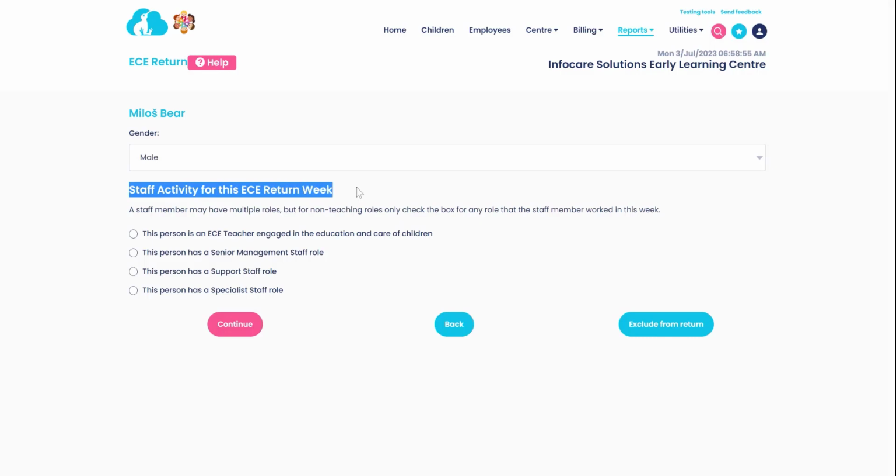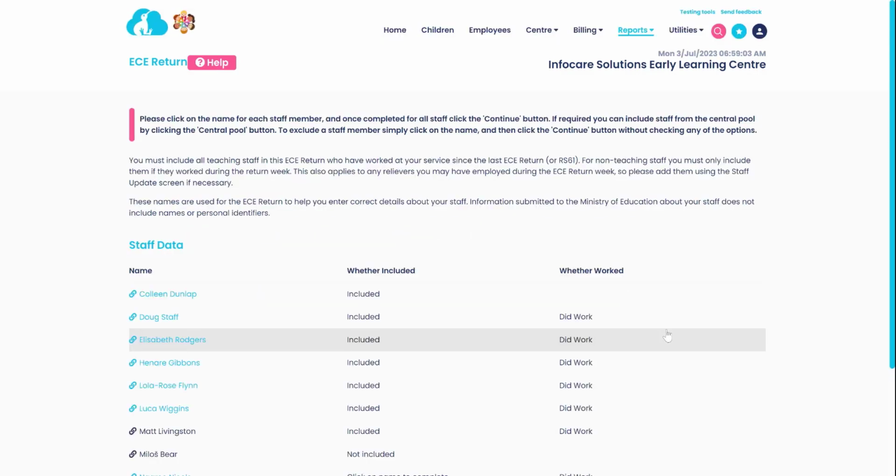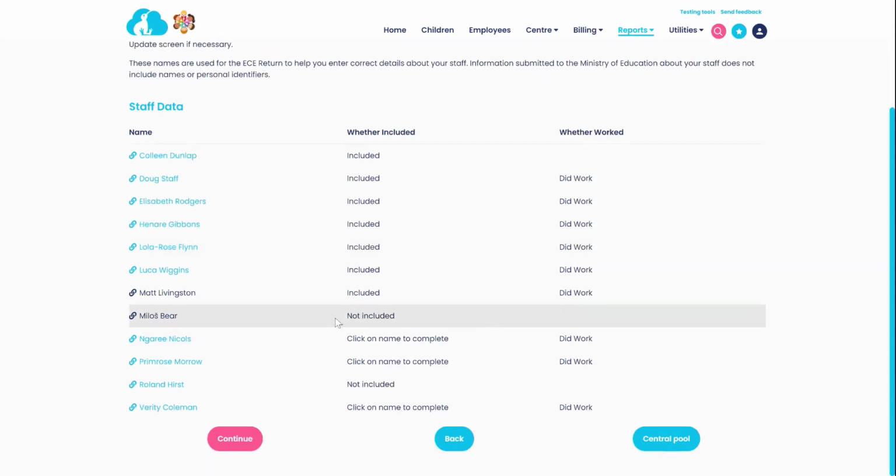and we again have the gender, staff activity of the return for this week. A staff member may have multiple roles. We're actually going to say exclude from return. So we just need to click exclude, and that's all we need to do. And you'll see that he is no longer included in the return.